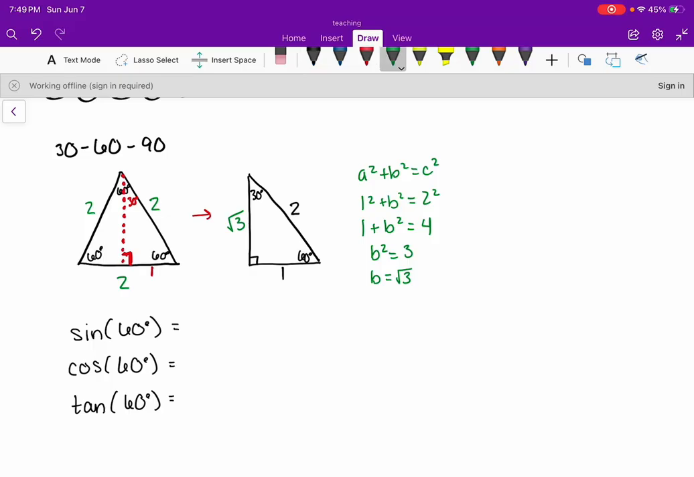If I'm looking at the 60 degrees, then this is my opposite, this is my adjacent, and this is my hypotenuse. So I'm looking at sine of 60 degrees. My opposite side across from 60 is square root 3. My hypotenuse is 2. This means that sine of 60 degrees is square root 3 over 2. And that's always. Cosine of 60 degrees would be 1 over 2. Tangent of 60 degrees would be square root 3 over 1, or just square root 3.